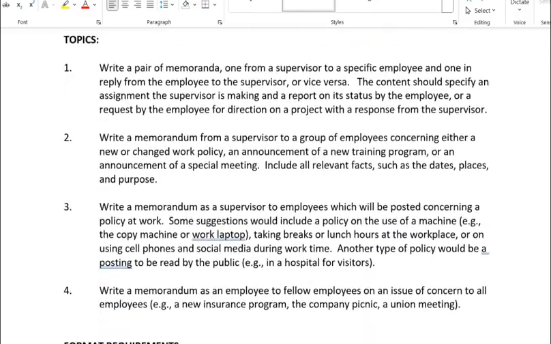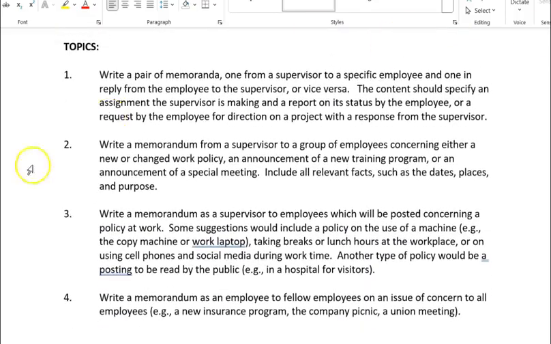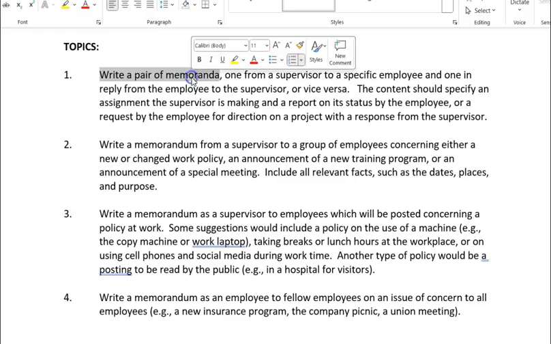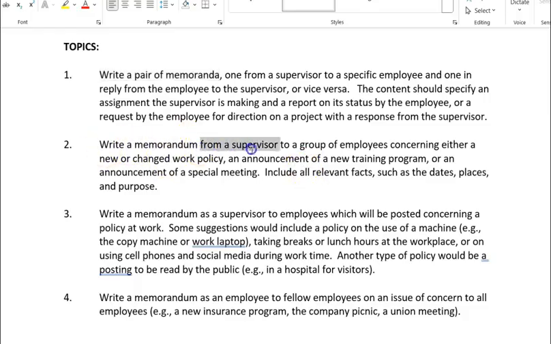So in terms of topics, these are the 4 you have to choose from. Please note you only choose one. As I mentioned earlier, the first one here talks about a pair of memoranda, that's plural for memorandum, one from a supervisor to an employee, and then one that replies from the employee's point of view to the supervisor. What topic number 1 asks you to do is to adopt 2 different personas and draft 2 different memoranda from those points of view. Topics 2, 3, and 4 are one specific perspective.